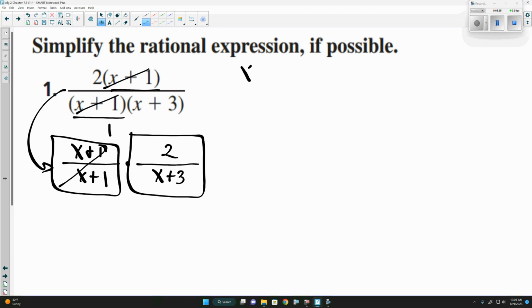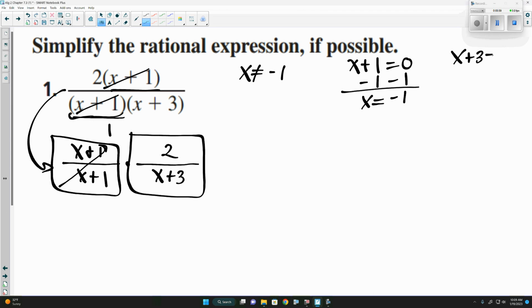So here, the denominator can't be 0. So what would make x plus 1 be 0? So x plus 1, we can't have it be 0. So x cannot be -1, because -1 plus 1 is 0. We can talk about the same thing with x plus 3. So since the bottom of the fraction can't be 0, we can set it equal to 0 to see.